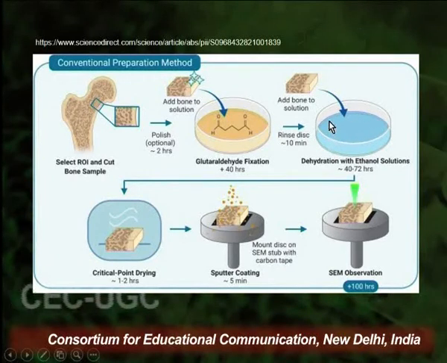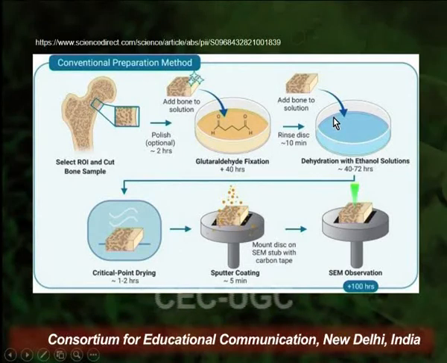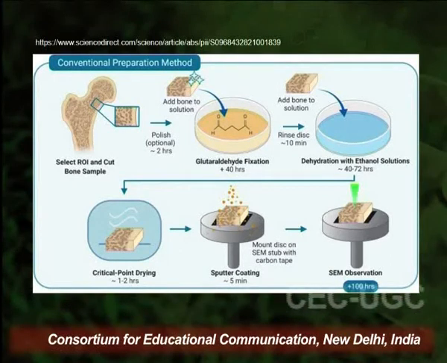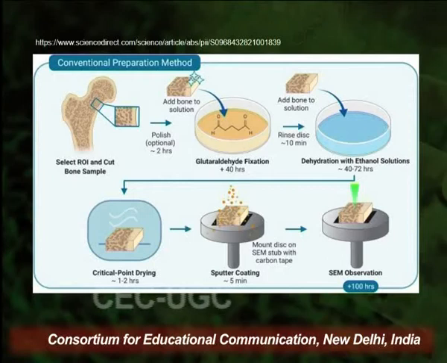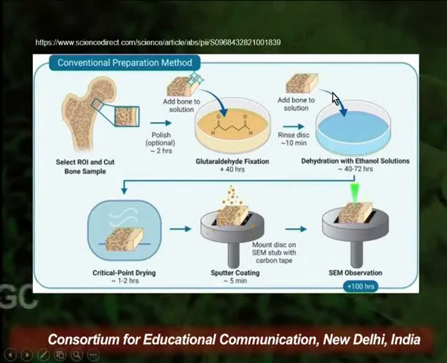Dehydration takes place through a series of alcohol concentrations ranging from 25% alcohol to 30%, 50%, and reaching up to 100% alcohol, for 10 minutes each. Now, once the dehydration process is done, the sample is sent for critical point drying for 40 minutes to 2 hours.